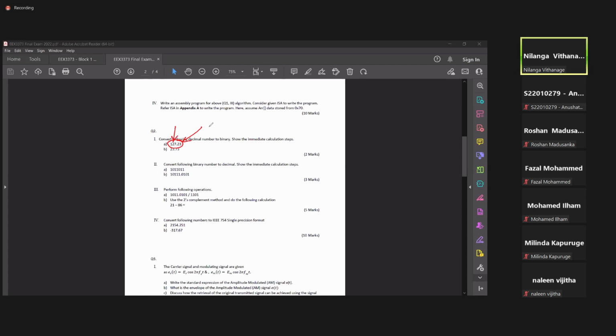So for the whole number part, you have to use one method, and to convert the fractional part, you have to use another method, right? So for the whole number part, you just need to divide 127 by 2.